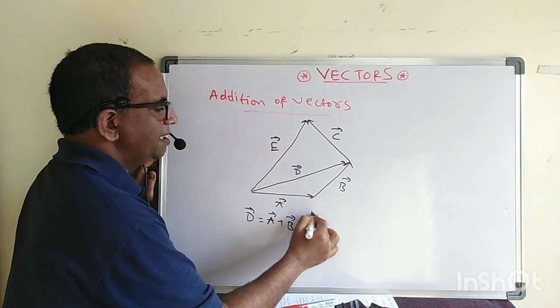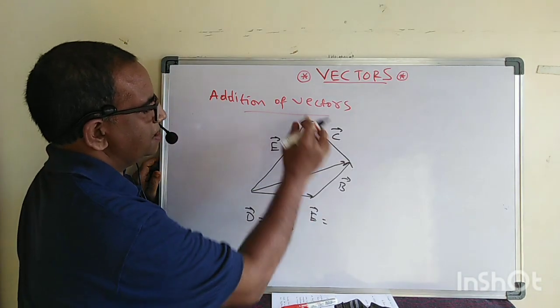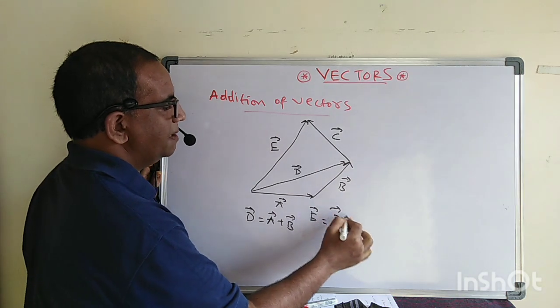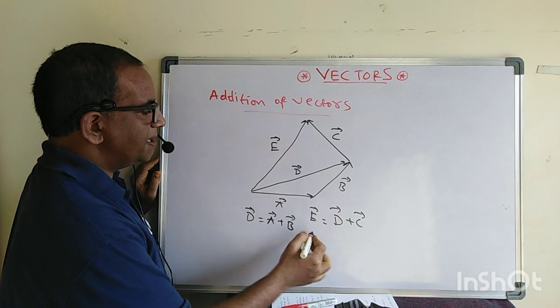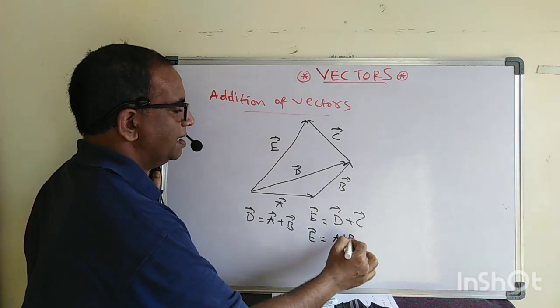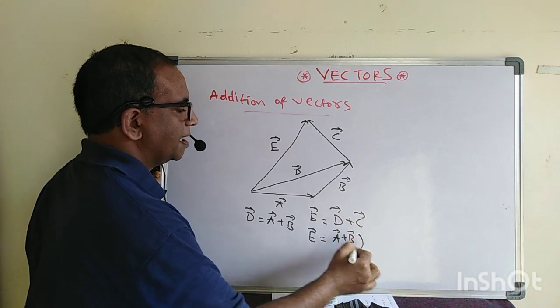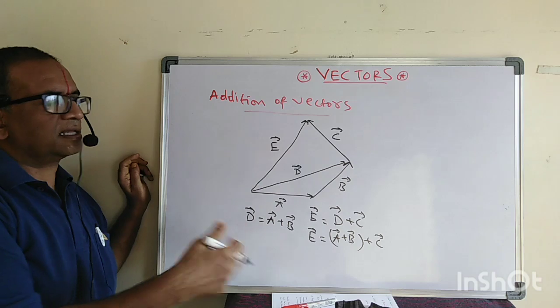Now tell me what is E here? So E is nothing but, see this is D, this is C. So E is nothing but D plus C. So therefore, but what is D here? A plus B. Therefore, E can be written as A plus B, okay, plus C. Okay. Now let us try in another way.